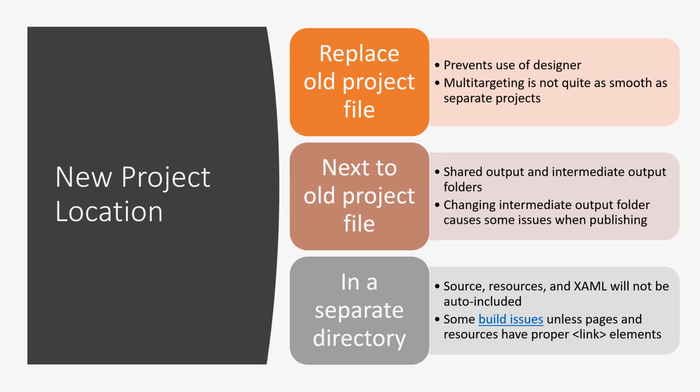Now, the first option, and the one that I would recommend starting maybe 6 months from now or whenever .NET Core 3 is in a state that you can go live on it, would be to just replace the old project file. You could imagine getting rid of the old project file, putting a new one in its place, and if you want to target both .NET Framework and .NET Core, you can use multi-targeting to do that.